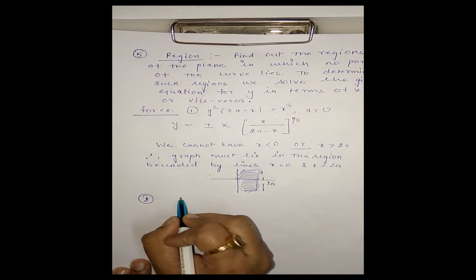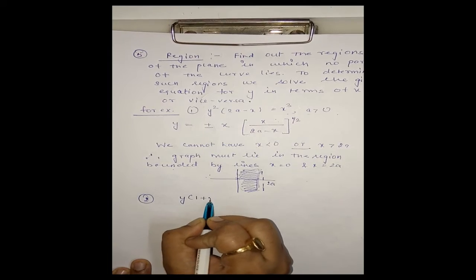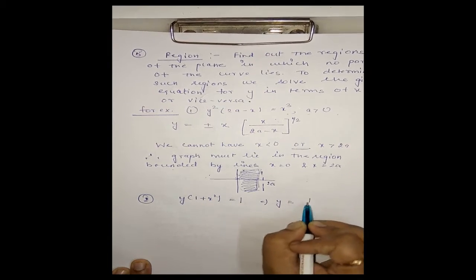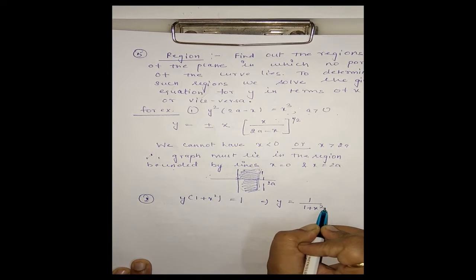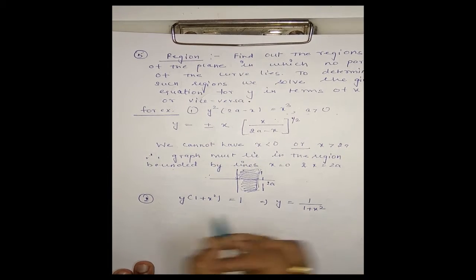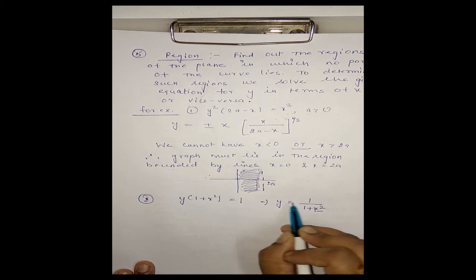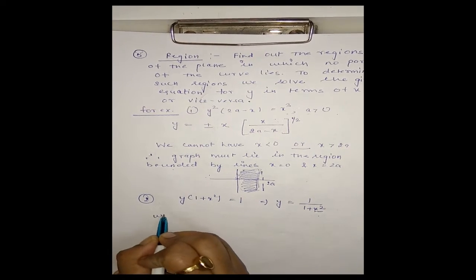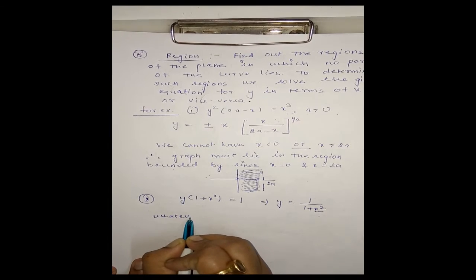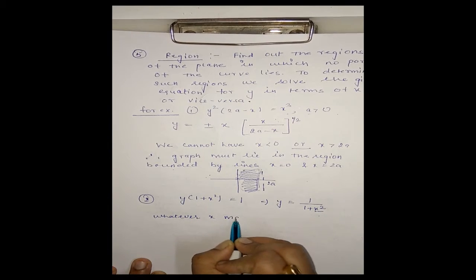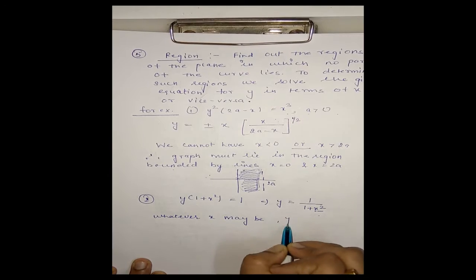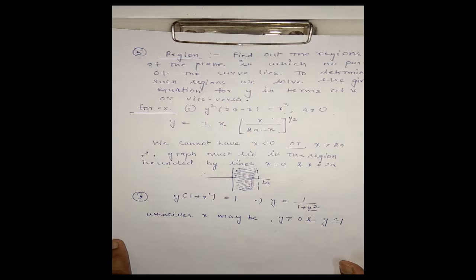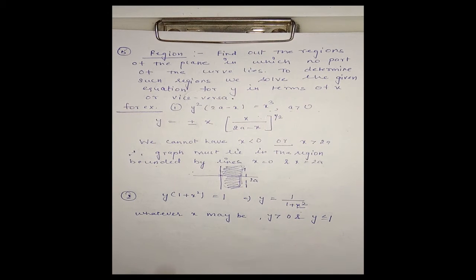Second is, if I take curve to be y into (1 plus x square) is equal to 1. On solving this, I get y is equal to 1 upon (1 plus x square). Now it is clear that whatever the value of x, y is positive and also less than 1. Whatever x may be, y is positive always and also y is less than or equal to 1.